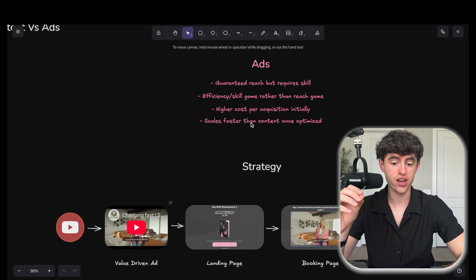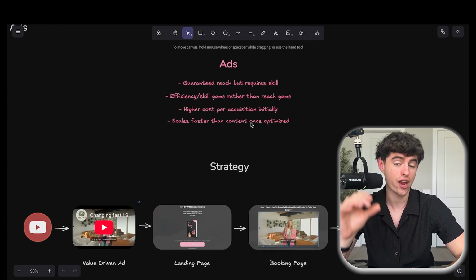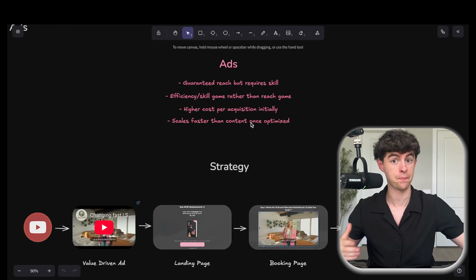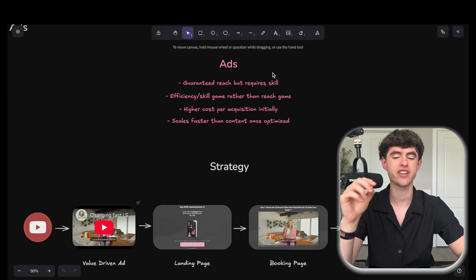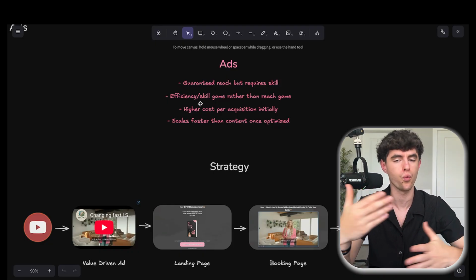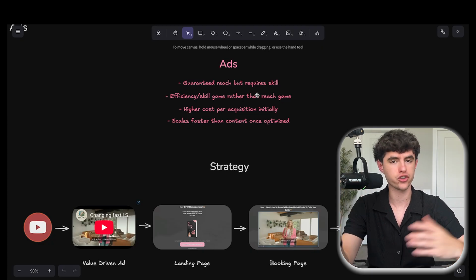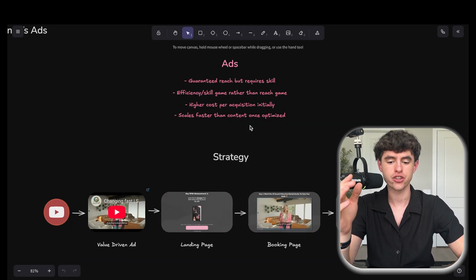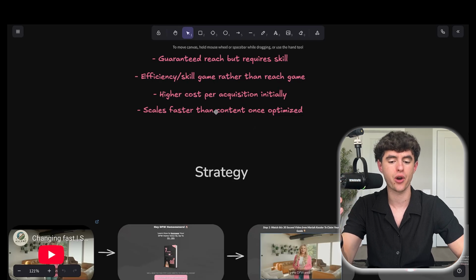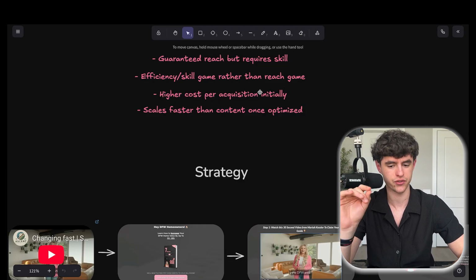The difference here is you're going to have a guaranteed reach because you're investing money up front, but it's going to require some skill. You need to understand efficiency and the nature of ads rather than just assuming that all of your ads reaching the right people are going to end up working out. And when you're starting out, it's going to be a higher cost per acquisition initially, meaning you're probably going to be spending a couple thousand dollars, let's just use a couple thousand for this situation, to actually acquire a customer.